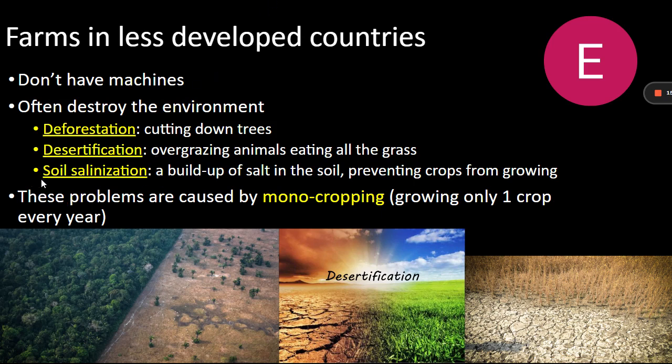All right. You also see soil salinization. What does sal mean? Probably salt. It means salt. So it's the process of making the soil salty. It's a buildup of salt in the soil, which is bad because if you have too much salt in the soil, you can't grow crops anymore. These problems are caused by monocropping. We talked about that in the last lesson, which means you only grow one crop every year. You're basically abusing the soil.